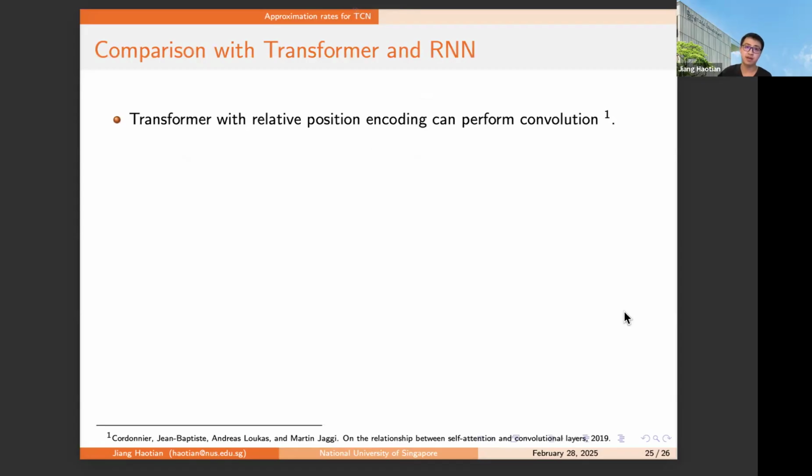So finally, we can make some comparisons between transformer, RNN and CNN together. First, a transformer with relative position encoding can perform convolution. This basically means that the hypothesis space of the TCN is contained in the transformer. So the transformer hypothesis space is strictly greater than the space of the convolution networks.